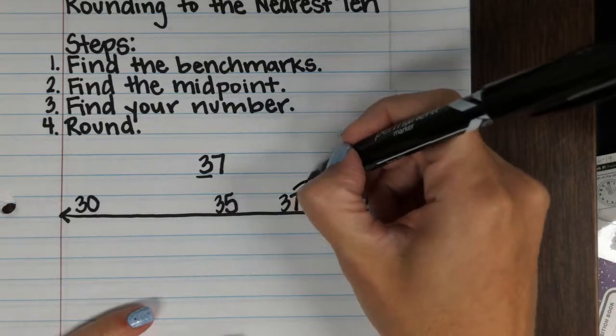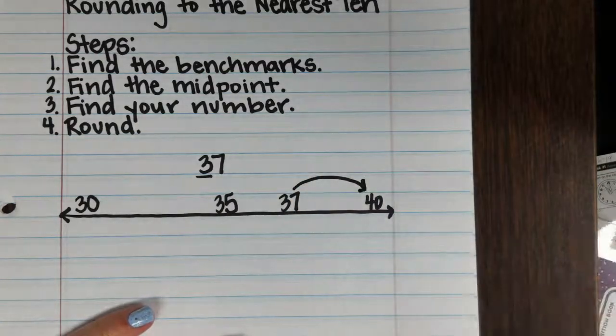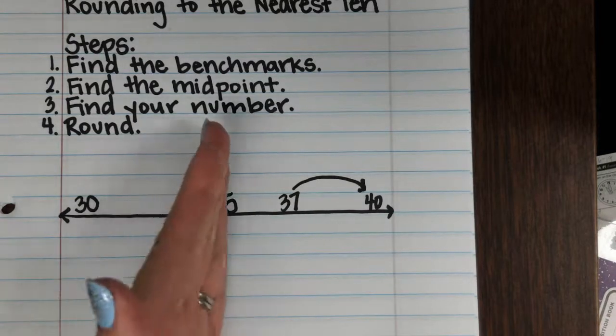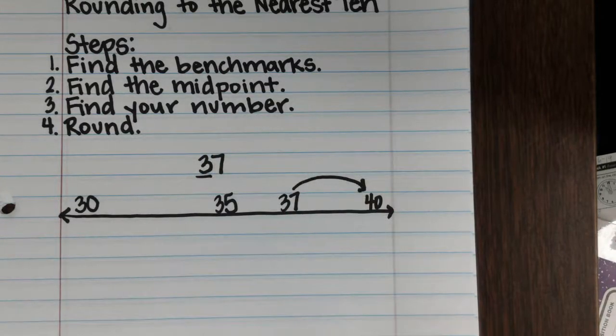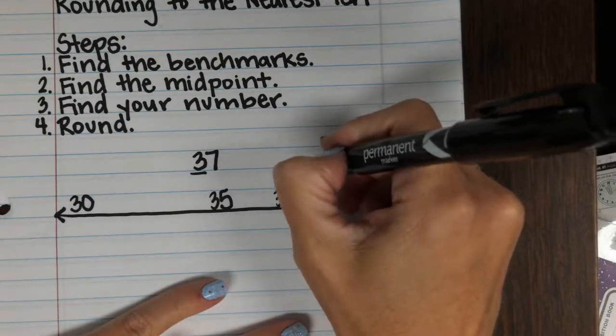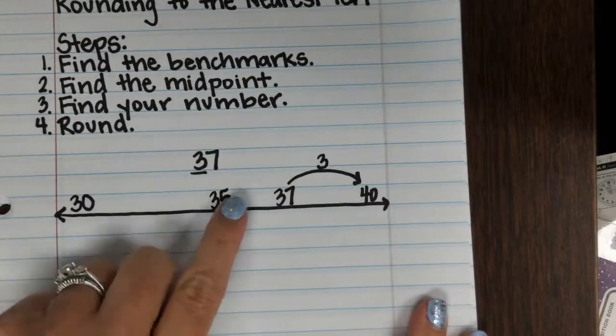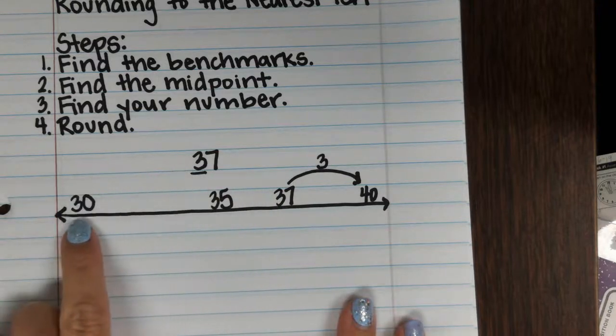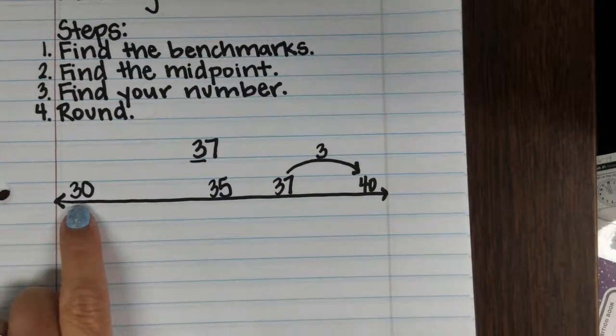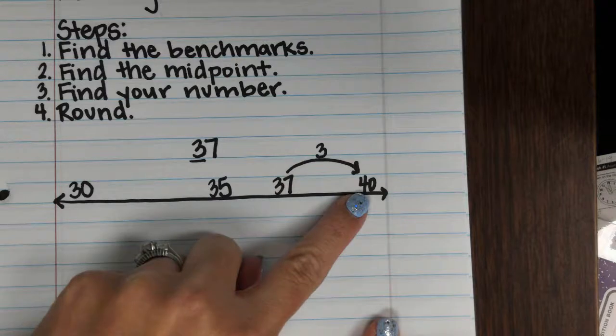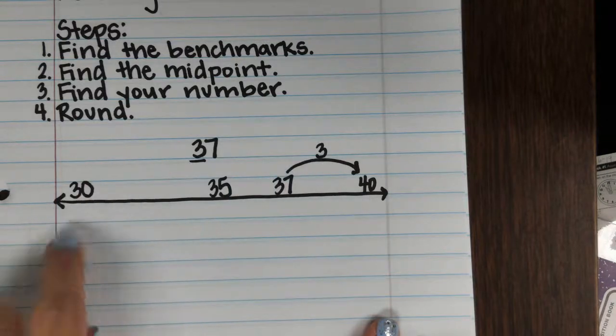40. Okay, so let's draw a little arrow here showing that we see that 37, because it's on this half of our number line, it's closer to 40. In fact, how far away from 40 is 37? 3. Good. It is 3 spaces away. Just for fun, how far is 37 from 30? 7. So we can see that it is definitely closer to be 3 spaces away than 7 spaces away.